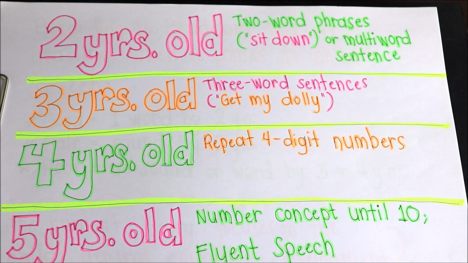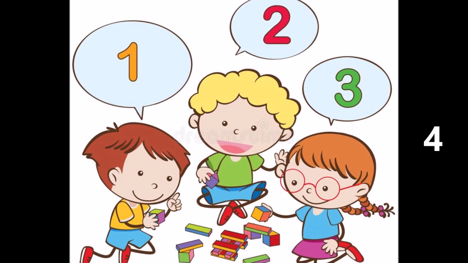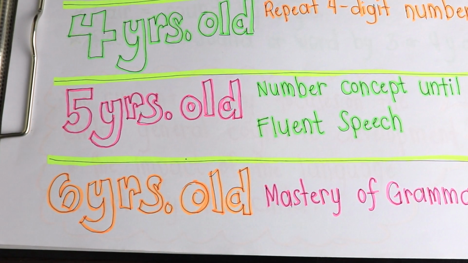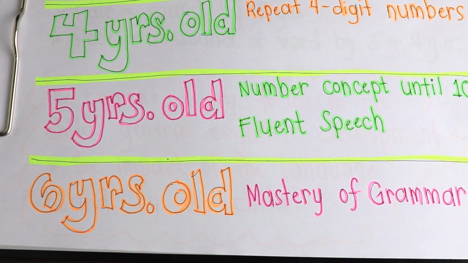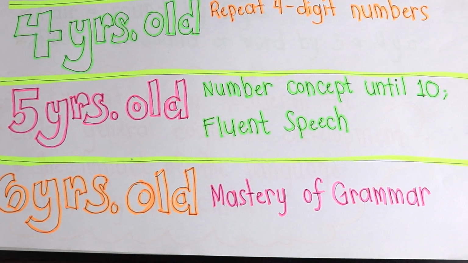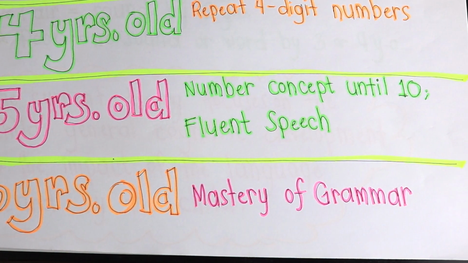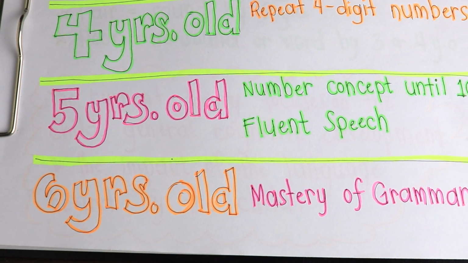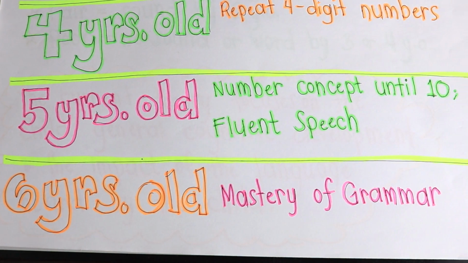During 4 years old, they can repeat 4-digit numbers. During 5 years old, number concept until 10, and they have fluent speech. And during 6 years old, mastery of grammar.